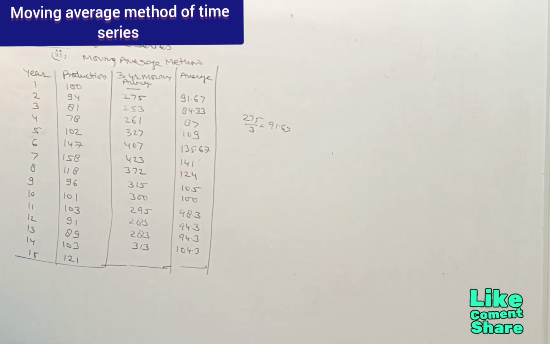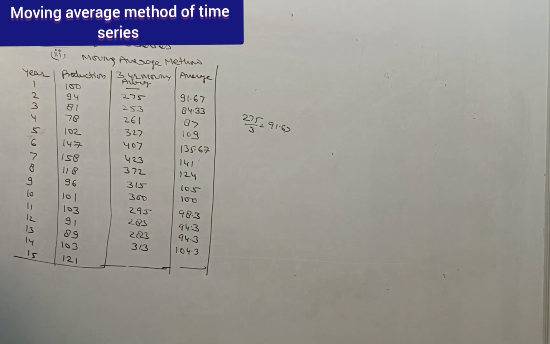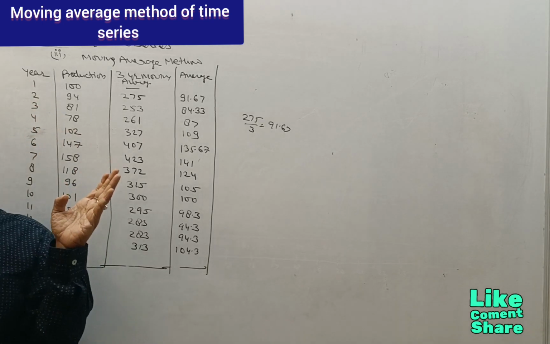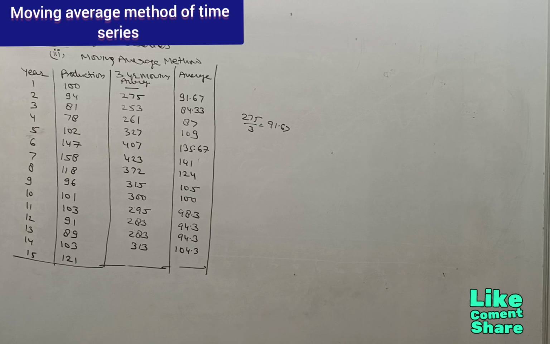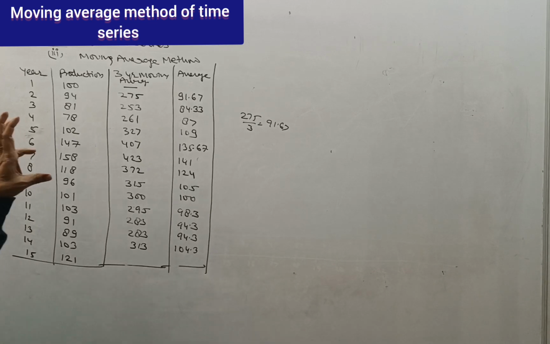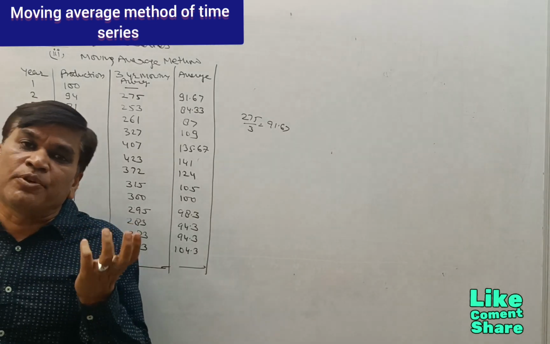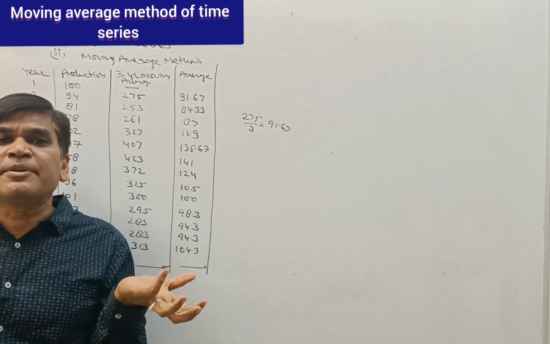So firstly we have got the moving average. You can have the moving average of 5 years, moving average of 4 years, moving average of 3 years. It depends on you.